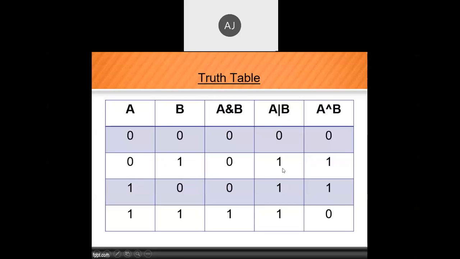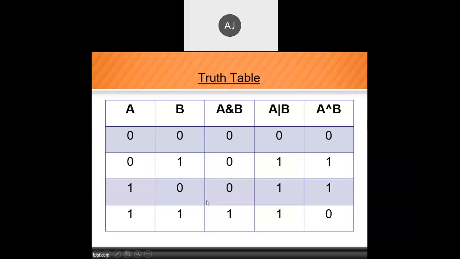Similarly, for A and B, we use A 1 and B 0. In that case also we get the 1. Why? Because it also satisfies the condition that at least one is required. Also, we have 1 1, that means at least one, at most we can use 2. Okay, so don't worry about that. Again, it will be 1. So this is the truth table of A or B. We require this truth table while performing the operation.